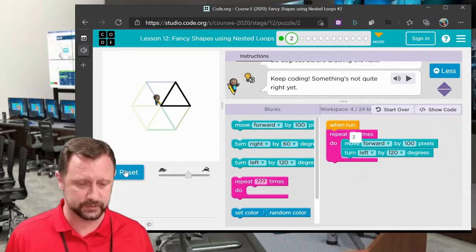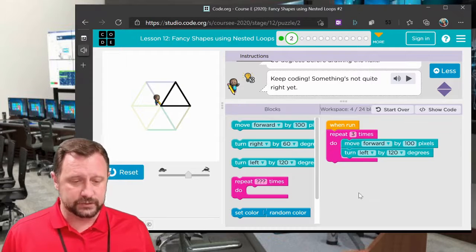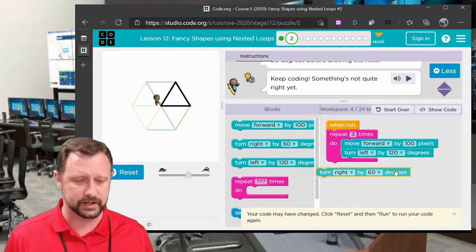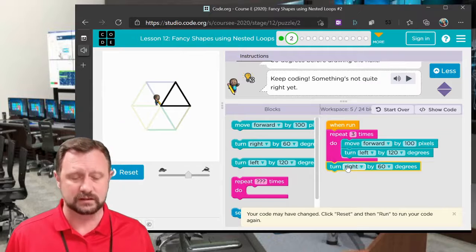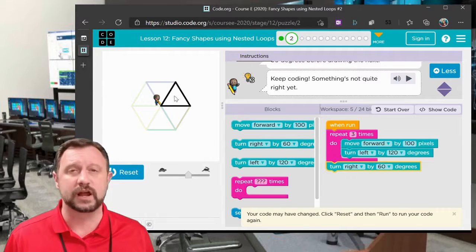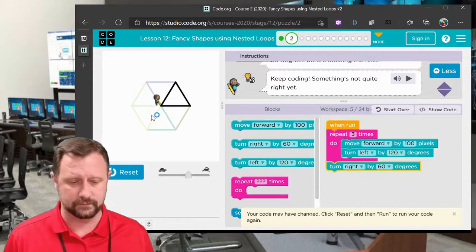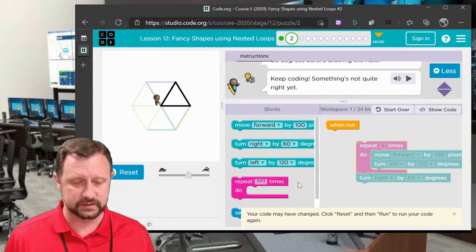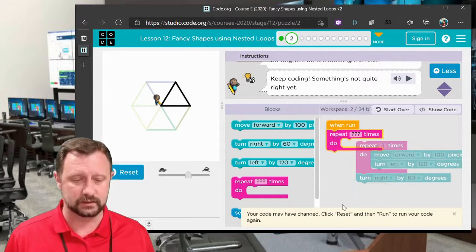Yes, it does. Perfect. What I'm going to do now is take that. It says that I need to turn 60 degrees, and here's a 60-degree block right here. Like so, turn 60 degrees, and then I'm going to have to do that. How many triangles do I have? 1, 2, 3, 4, 5, 6. So all of this is going to go inside a loop block.